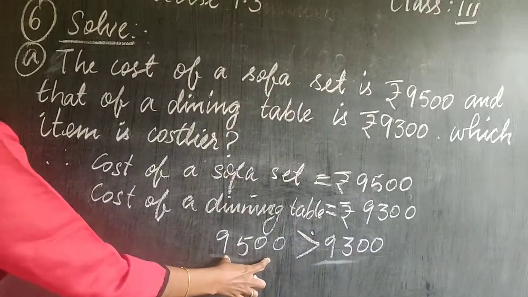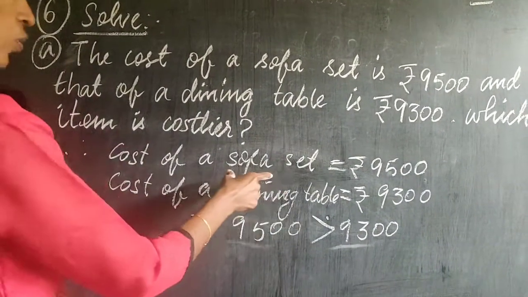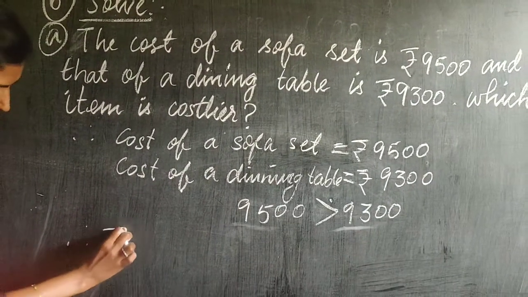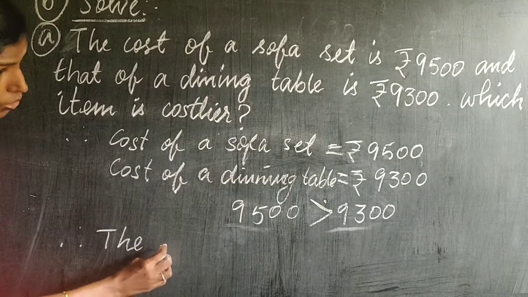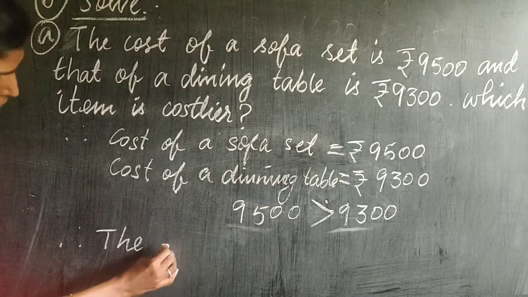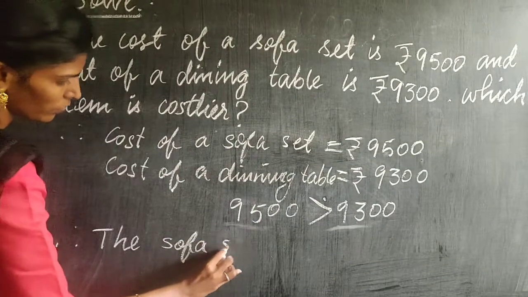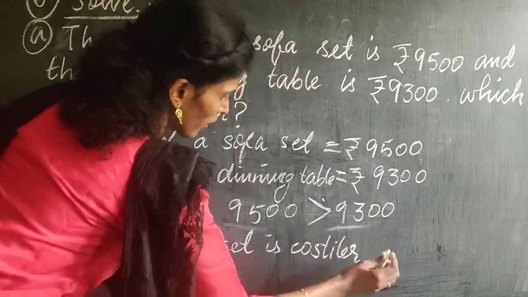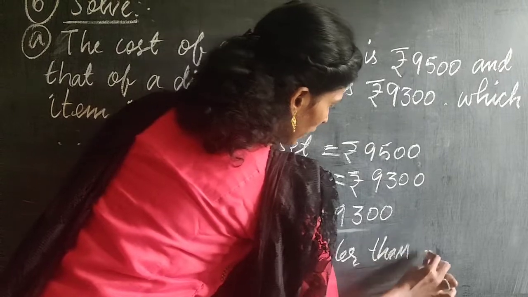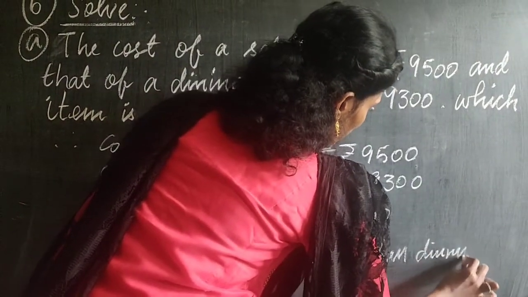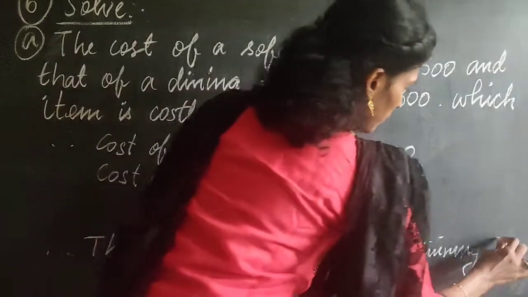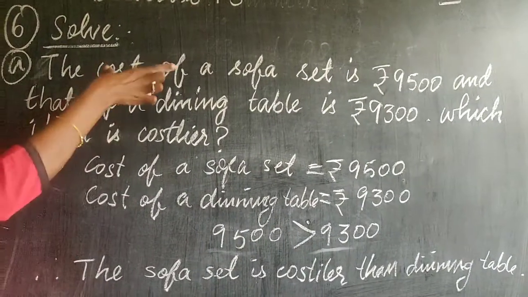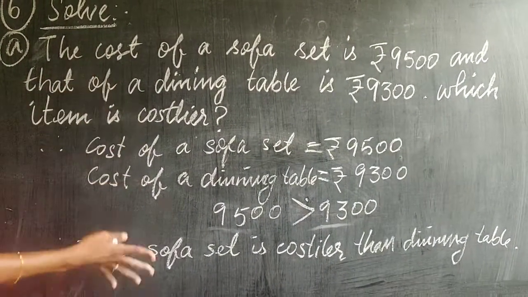So the answer is the sofa set, which has 9,500 rupees. So the sofa set is the costlier one. Therefore, you have taken the answer right also. The sofa set is costlier than the dining table. This is the way you have to write the answer. This is the way of writing the problem solving. So I want you to present it also in this way.